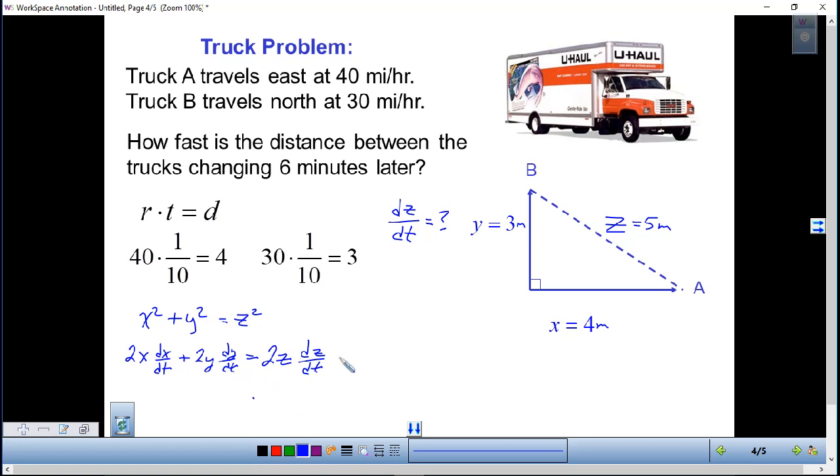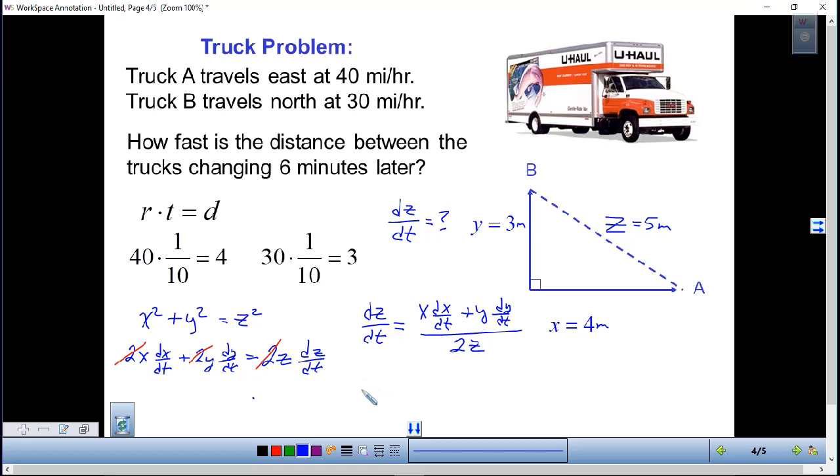So we've got a common 2 that we can get rid of. We can divide both sides by 2. There's a common 2 on this side to factor out. It'll divide with that 2 right there. And then to find dz/dt, all we have to do is divide both sides by 2z. So dz/dt is going to equal x dx/dt plus y dy/dt, all divided by 2z.